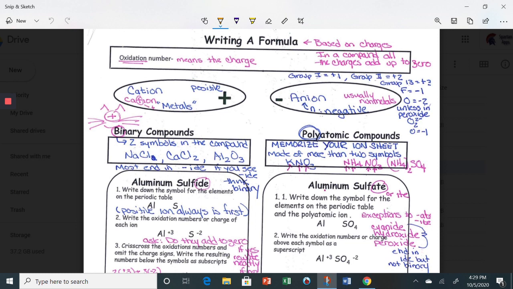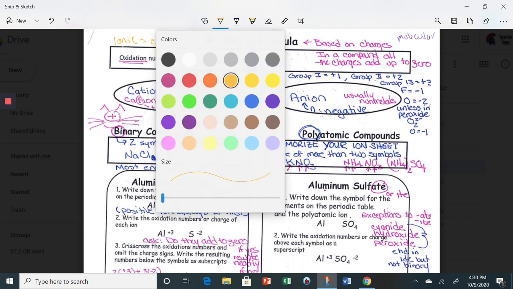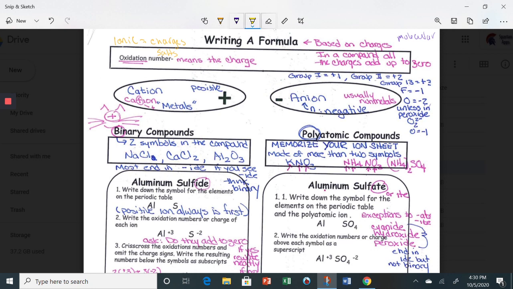So when we do this, and again, there's two different types. We have ionic, which is based on charges, and all ionic things are salts. And then we have, as another type, molecular, which we'll talk about later. Okay, now, actually, I think I will do some highlighting here.